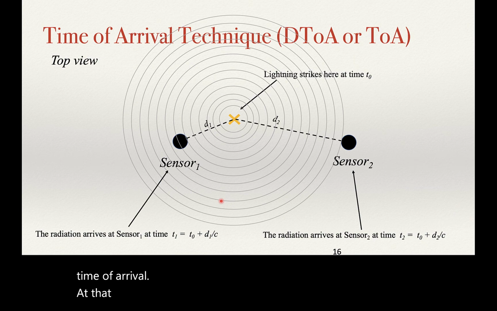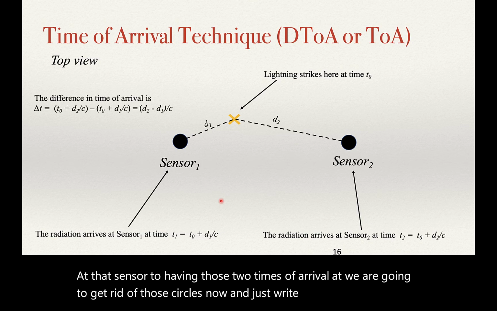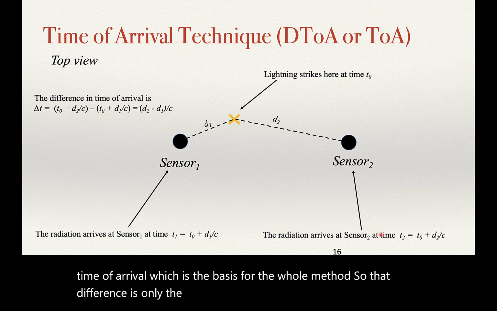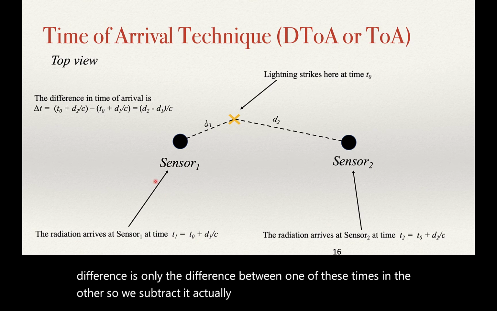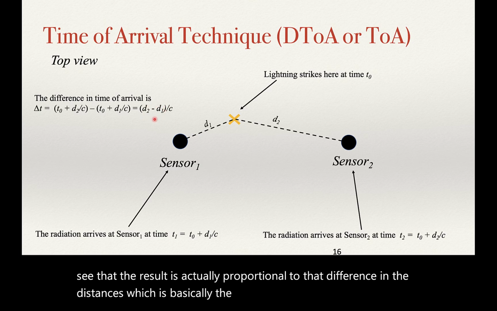So having those two times of arrival, we are going to get rid of those circles now and just write the difference in time of arrival, which is the basis for the whole method. So that difference is only the difference between one of these times and the other. So we subtracted actually t2 minus t1 here. And we see that the result is actually proportional to that difference in the distances, which is basically the definition of the hyperbola. You just multiply by c.